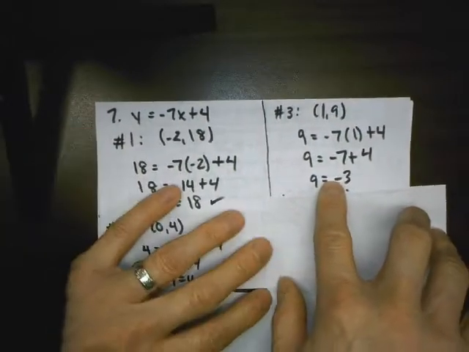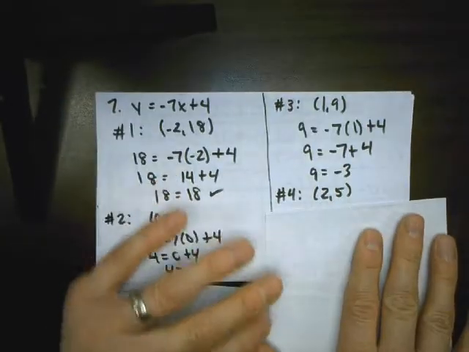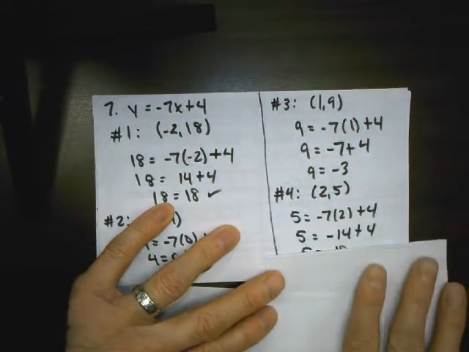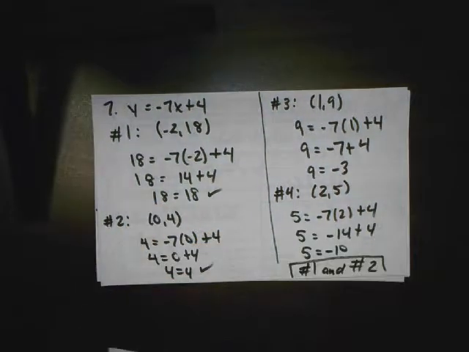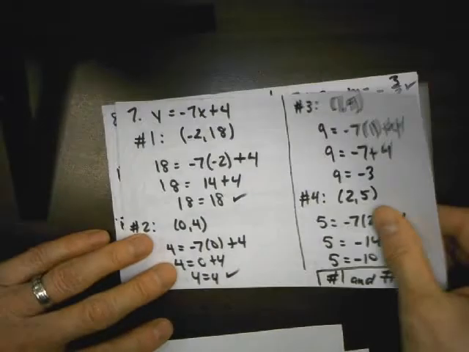This is not on the line. This is not a solution. And when we test 4, we multiply first. That doesn't work either. So our answer is only 1 and 2 are solutions for that equation.